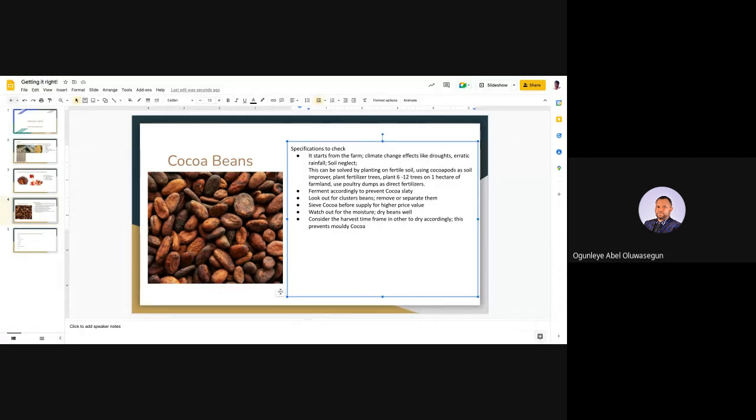Also, make sure you store your cocoa very well. We always advise that we store our cocoa on pallets. And also avoid your cocoa touching the wall. You know, cocoa can actually attract moisture easily. Don't let your cocoa be very close or touching the wall. Let there be space and store on pallet.